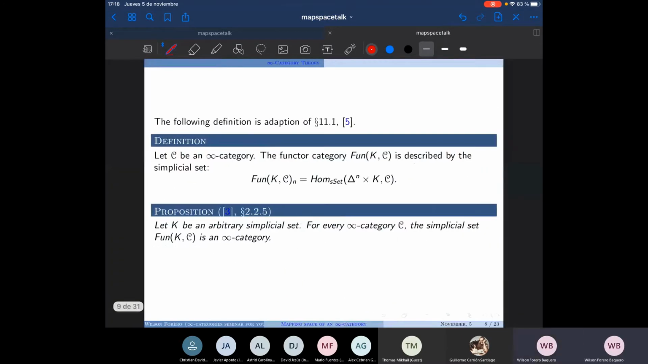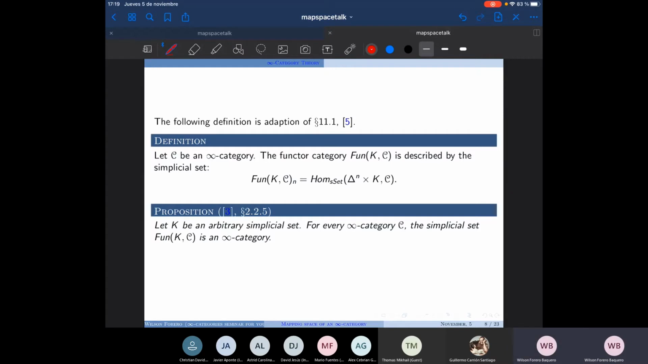Next one. We will use this definition in a special case. So let C be an infinity category. The functor category is described by the simplicial set of all the possible maps from the simplicial set K to C. Okay, so the proposition is the following. Let K be an arbitrary simplicial set. For every infinity category C, the simplicial set of functors from K to C is an infinity category.